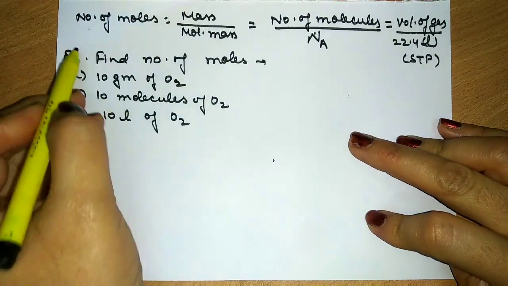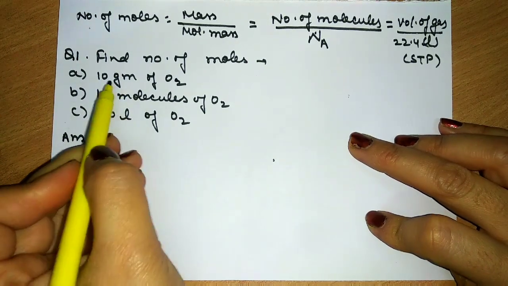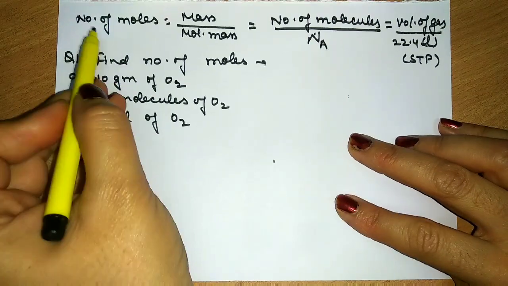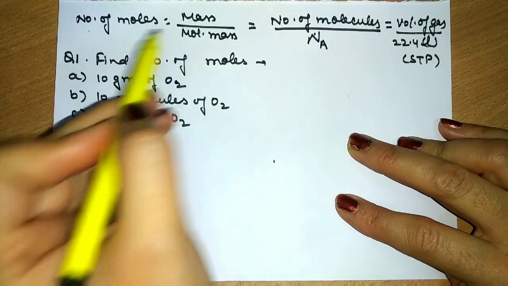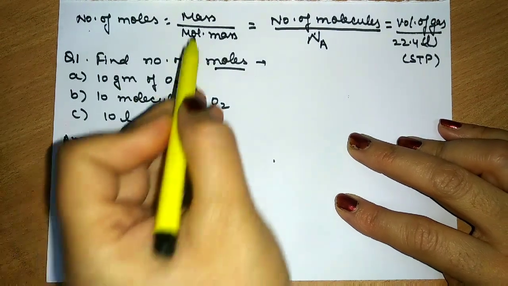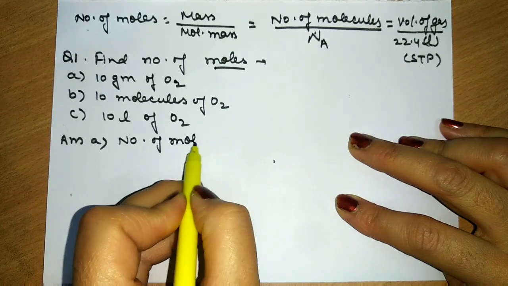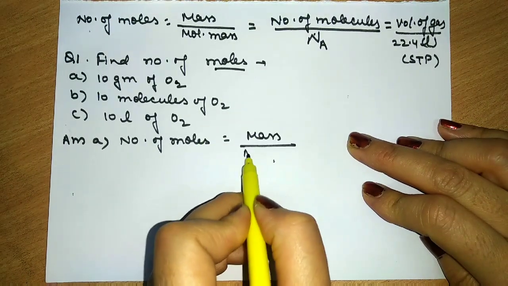Suppose the first case, A part. Mass has been given to you. So number of moles is equal to mass divided by molar mass. We need to find moles, so I'll choose this one. Mass is given, so I'll choose this one. So the formula I am taking is number of moles equals mass divided by molar mass.